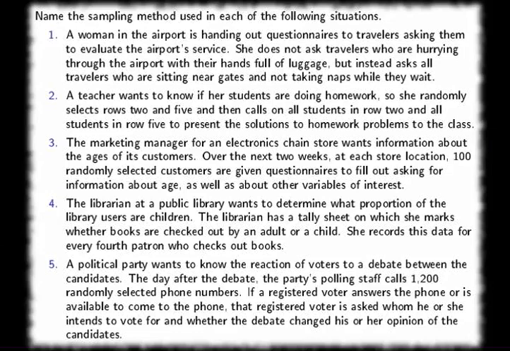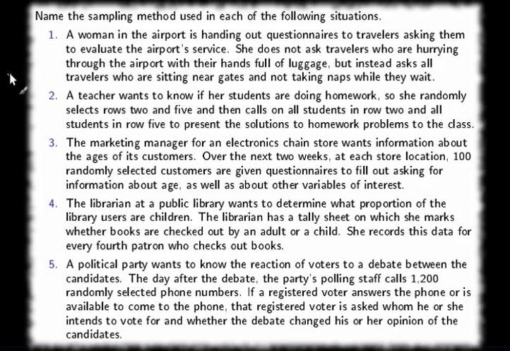Name the sampling method used in each of the following situations. Number 1. A woman in the airport is handing out questionnaires to travelers asking them to evaluate the airport service. She does not ask travelers who are hurrying through the airport with their hands full of luggage, but instead asks all travelers who are sitting near gates and not taking naps while they wait. This is not a random sample at all.